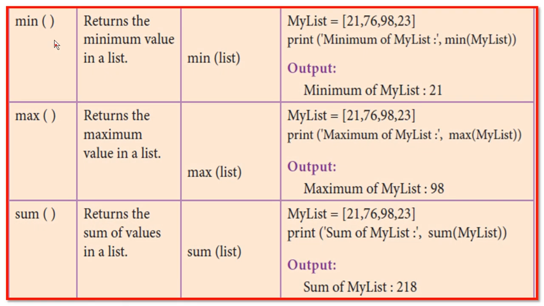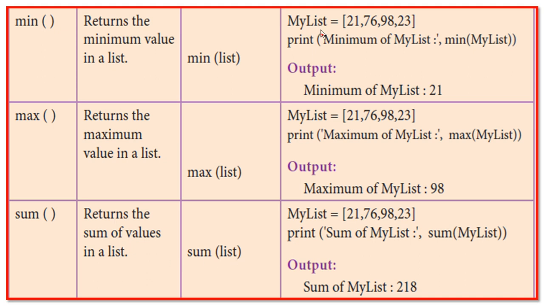Another function: min, max and sum. Min returns the minimum value in a list. General format, min of list. Max returns the maximum value of the list. General format, max of list. Sum returns the sum of the values of the list.